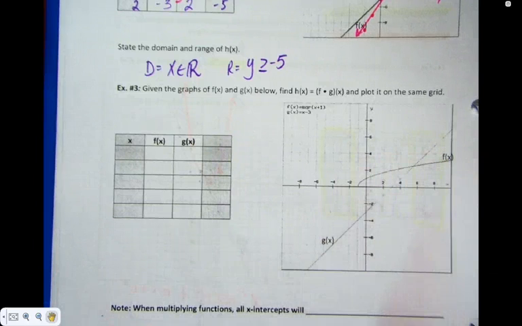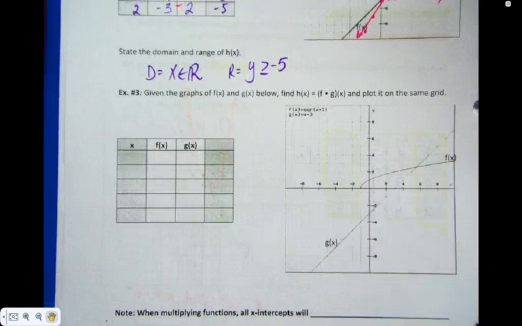We have a square root and a linear. What's going to happen when we multiply a square root with a linear? Well, let's figure it out.